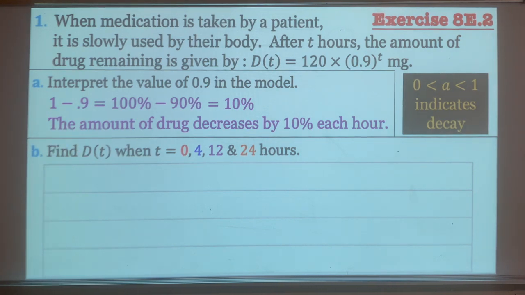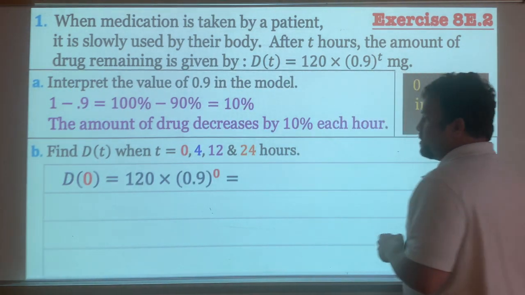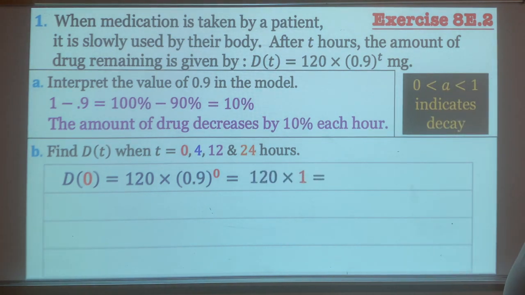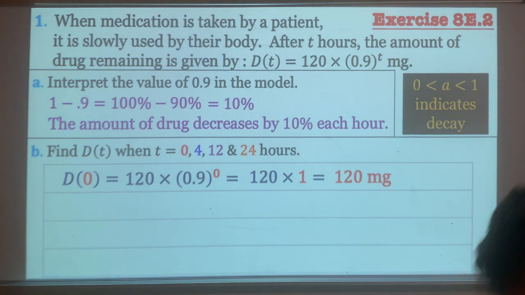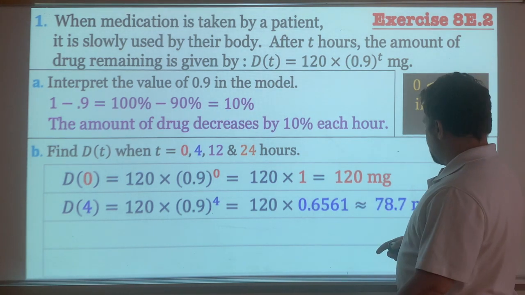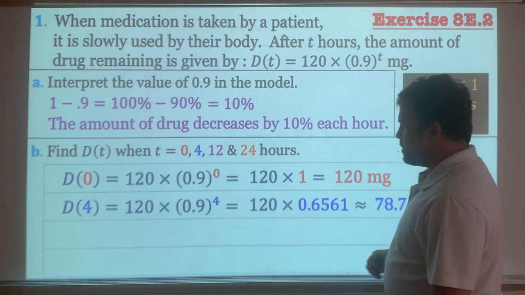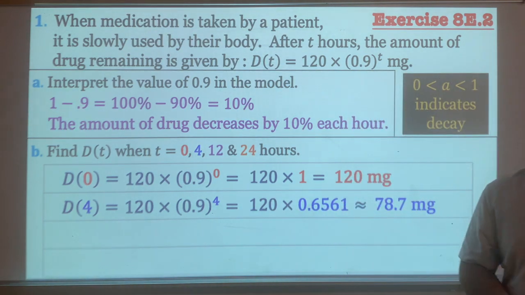Find D of T when T equals these numbers. You just plug them into the equation. Go. When T is 0, 120 times 0.9 to the 0 power, 120 times 1 is just 120 milligrams. When T is 4, 120 times 0.9 to the 4th, and you can just type this straight in. You don't have to do the second step right here. 120 times 0.6561 is 78.7 milligrams. And I'm just showing you, after 0 hours, you're at 100%. Here, you're only at 65% of your original value.